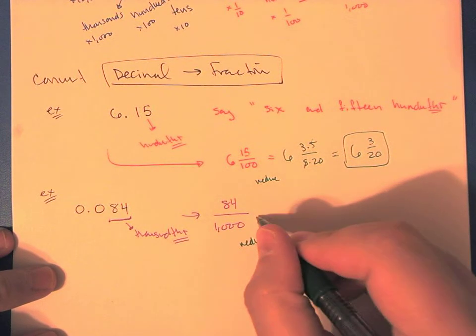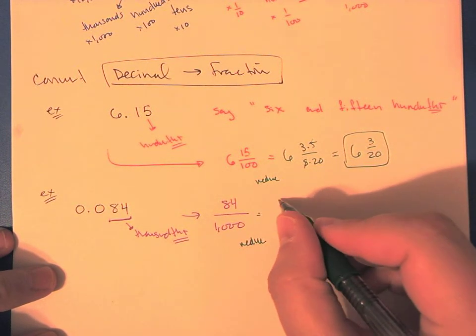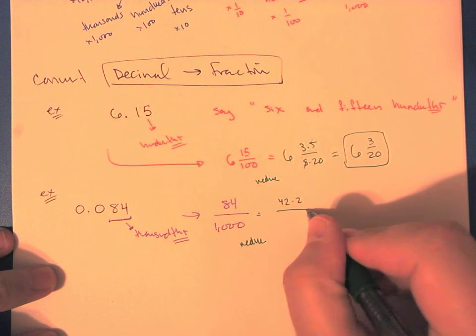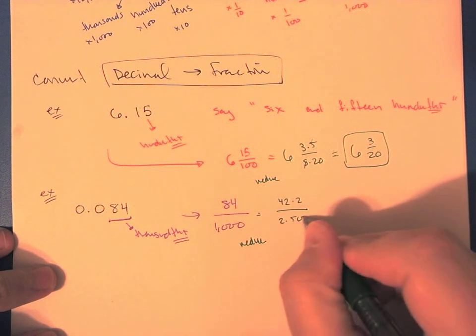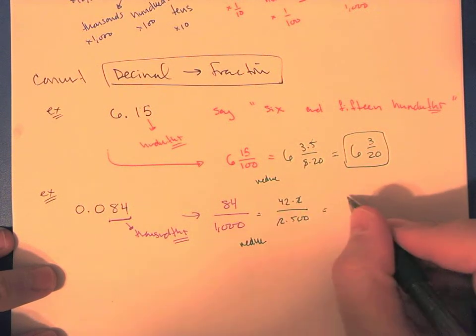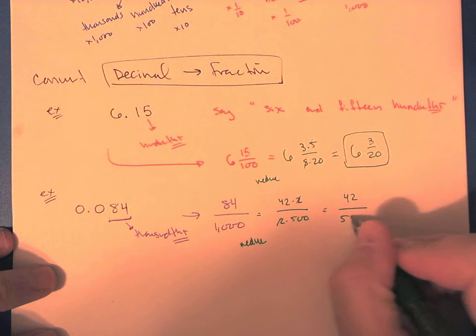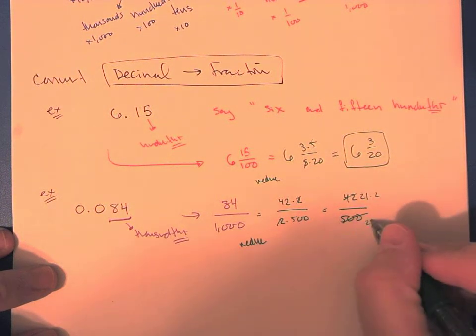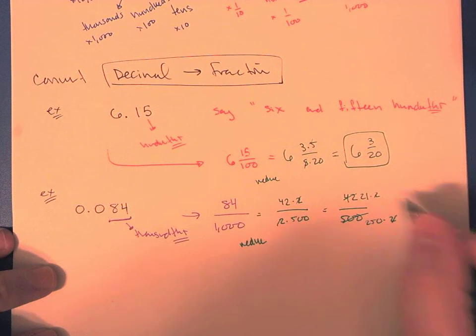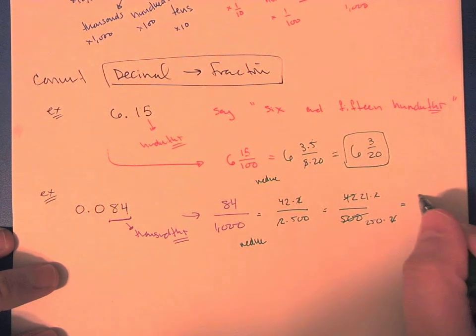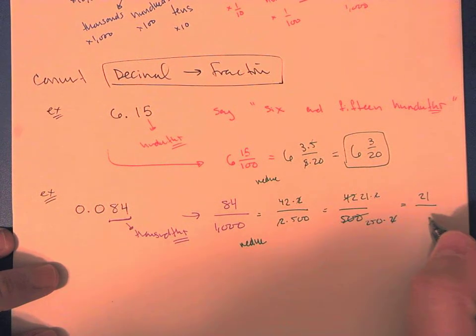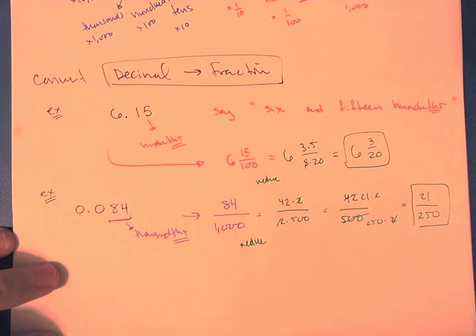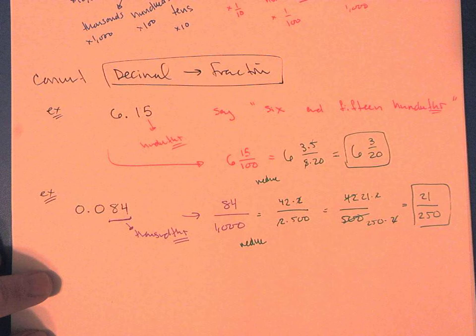I don't have any 5s. This would just be 42 times 2. 1,000 would be 2 times 500. 2s go out. 42 over 500, well, that's going to be 21 times 2 over 250 times 2, so 2 cancels 2. And that's about that, right? 21 is not divisible by 5, and it's not an even number anymore. So this guy's going to reduce down to 21 over 250, and that would be our final answer.